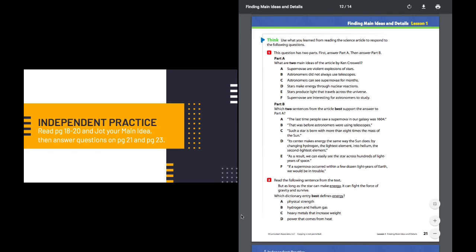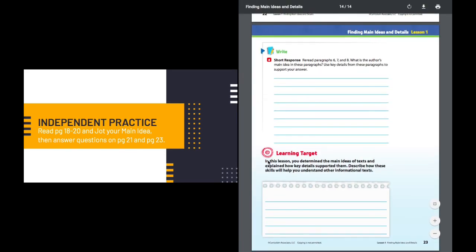So that's it, guys. I really hope that you guys feel like you have a better understanding of main idea and how to tackle texts, especially informational texts with main idea. If you guys have any questions, feel free to reach out to me via Dojo or whatever it may be, okay? Make sure that you answer this question, learning target.